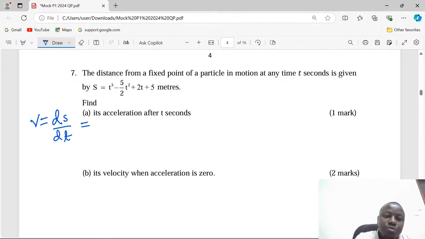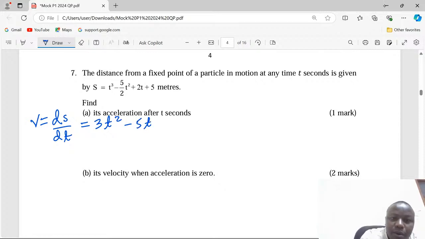When we differentiate this function, we shall have t^3: we drop the 3 and t becomes squared, minus 5/2 t^2. Now we need to drop the 2 here. So 2 multiplied by 5/2, the 2 cancels, and we will have 5.